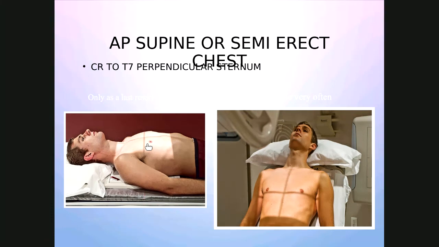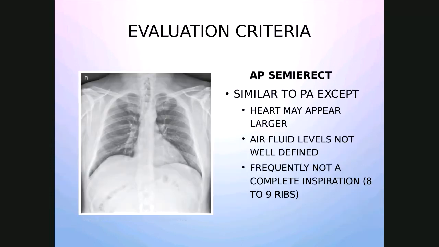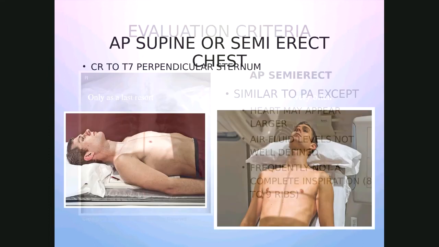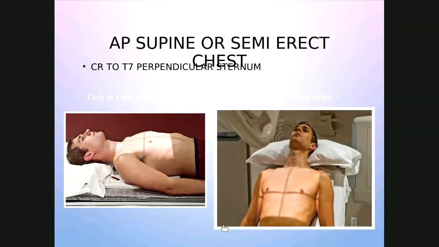Okay, so the central ray is always to T7, and you want your central ray perpendicular to the sternum. This is as a last resort. We do have to do this sometimes, but this is done quite often on patients in the emergency room or in the hospital. When we do this semi-erect, when we look at the image after the fact, and again done on second full inspiration, so we are going to use a 14x17, and you're going to place the image receptor in accordance with the patient's body habitus.